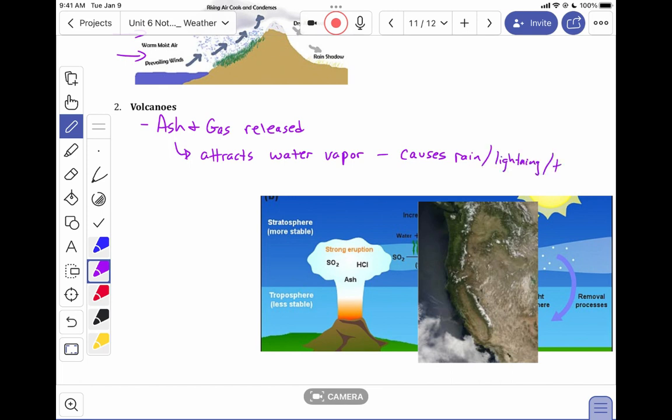And where you have lightning, you have thunder. Other stuff that goes up, the ash and sulfuric aerosols. Think of sulfuric gas, kind of the smelly stuff. Aerosols are like really tiny particles. Those are going to block the sunlight.